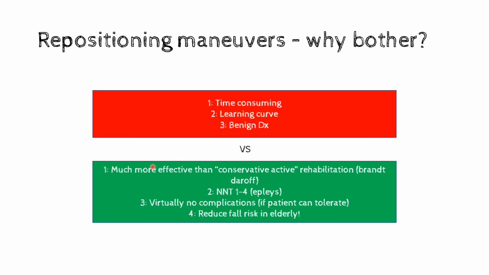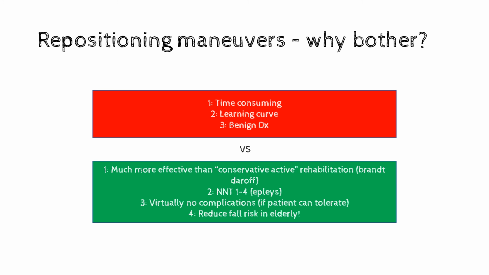So the argument for us learning these things is that it's much more effective than conservative management. And when I say much more effective, I cannot remember the numbers right now, but as compared to not finding the right canal and not doing the right tests and maneuvers, there's a huge difference. And the good thing is that for the EPLEs, for instance, the number needed to treat is 1 to 4. You don't have to treat them that much before they're fixed. That's almost no test or treatment in our departments that has a number needed to treat so low.